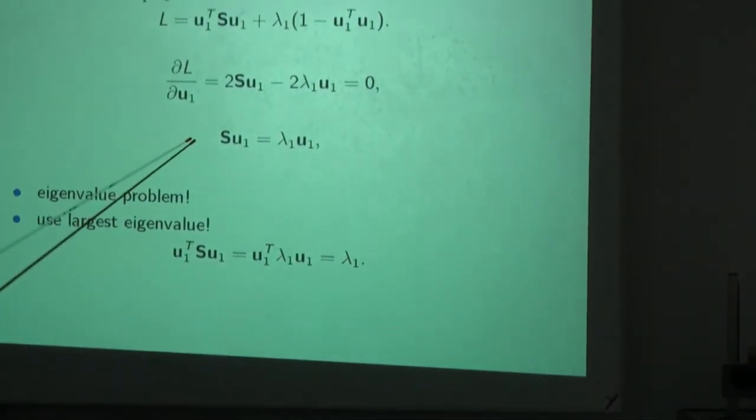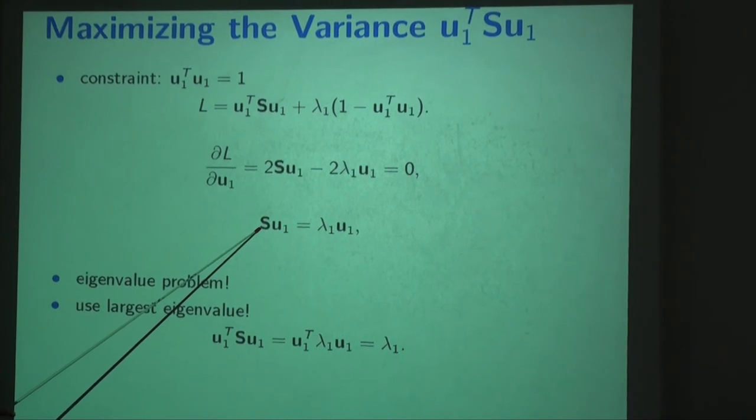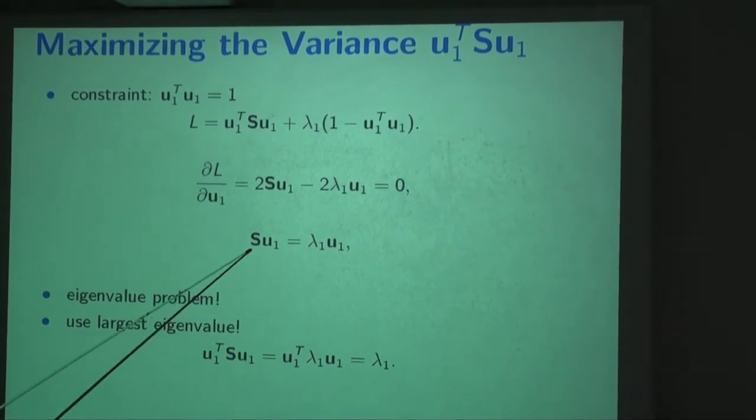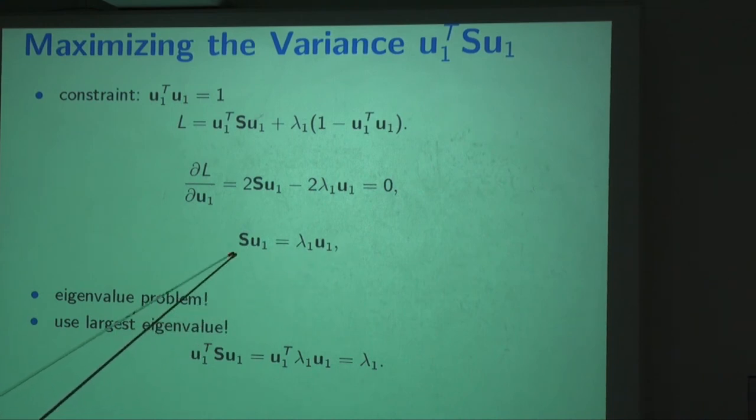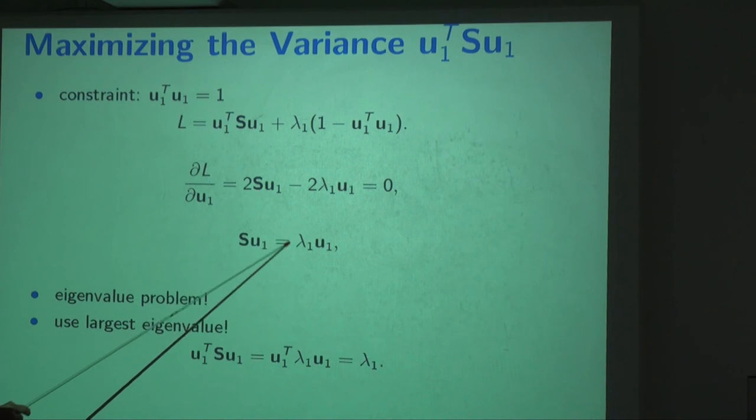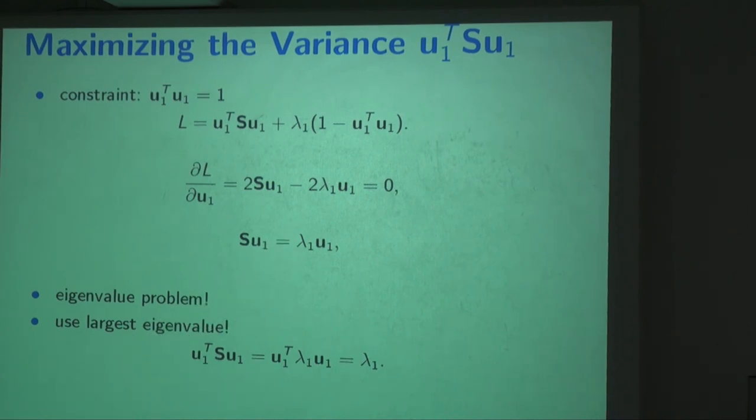Now, this S is the covariance matrix, and we have to solve this eigenvalue problem for the covariance matrix. We are looking for the eigenvalues of the covariance matrix, and the highest eigenvalue is called the principal component of the covariance matrix, respective of our data.